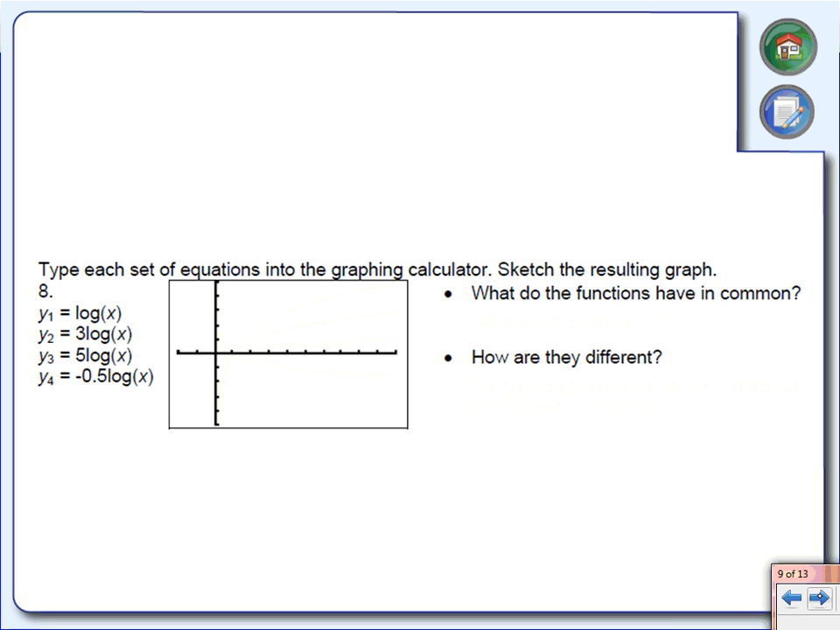Let's take a look at the next one, number 8 here. What they want us to do is in y equals, we're going to type in 4 different equations. So in y1, we're going to type in log of x, which you should already have. In y2, we're going to type in 3 log of x. Then we'll type in 5 log of x, and then we'll type in negative 0.5 log of x. All right, so go ahead and get all those in for me. Graph it, and sketch what you see on your calculator onto your paper.